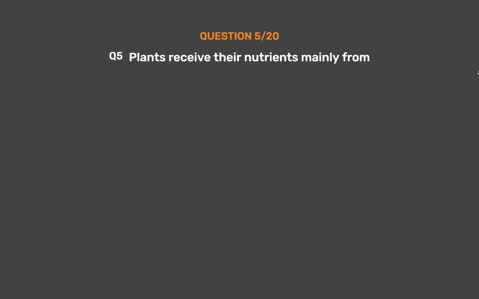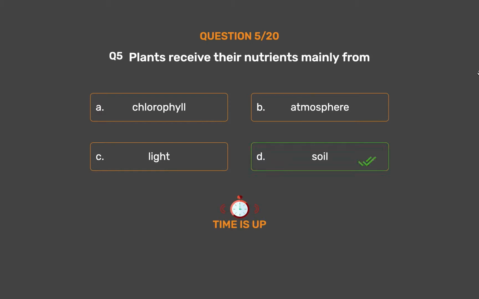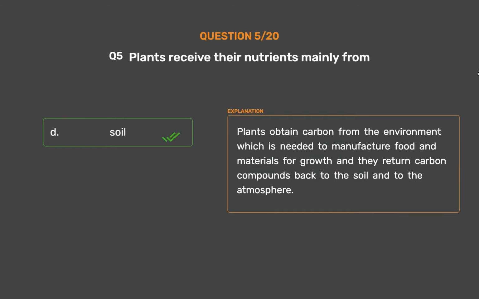Question number 5. Plants receive their nutrients mainly from Option A. Chlorophyll. Option B. Atmosphere. Option C. Light. Option D. Soil. The correct answer is Option D. Soil. Plants obtain carbon from the environment, which is needed to manufacture food and materials for growth, and they return carbon compounds back to the soil and to the atmosphere.